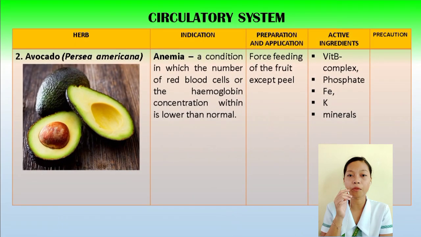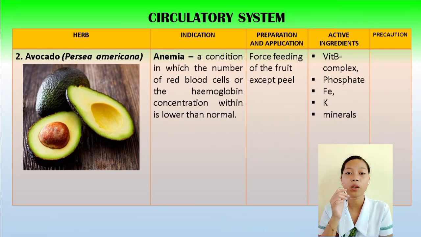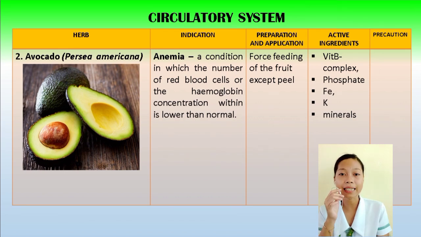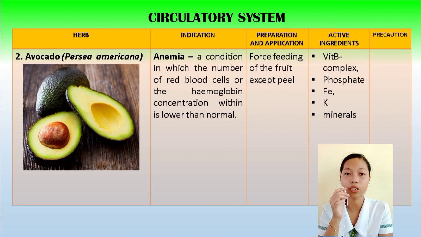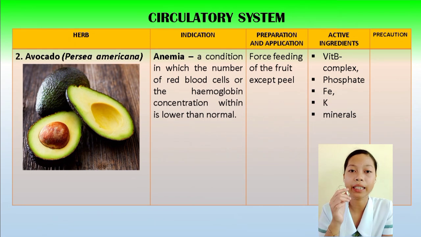Next, avocado or Persea americana for anemia, a condition in which the number of red blood cells or the hemoglobin concentration within is lower than normal. Avocado helps to treat anemia as it is rich in vitamin B complex that help the body convert food into energy, create new blood cells, and ensuring the body cells are functioning properly.